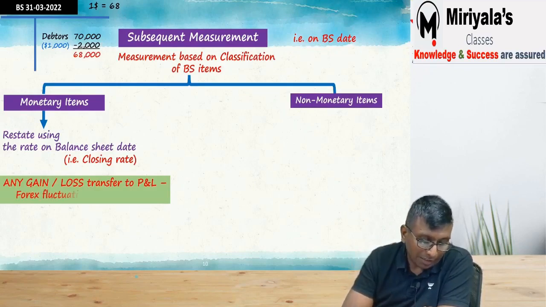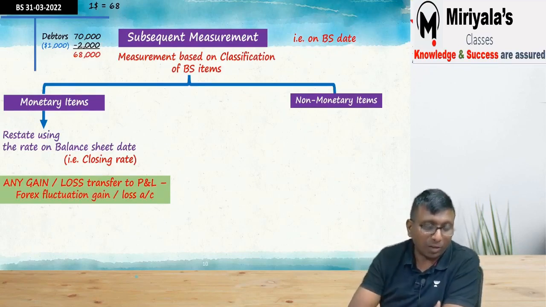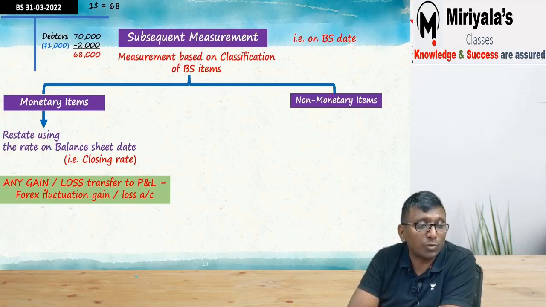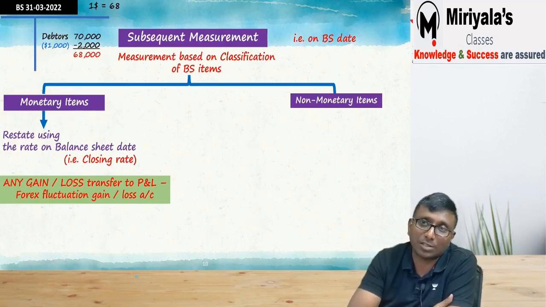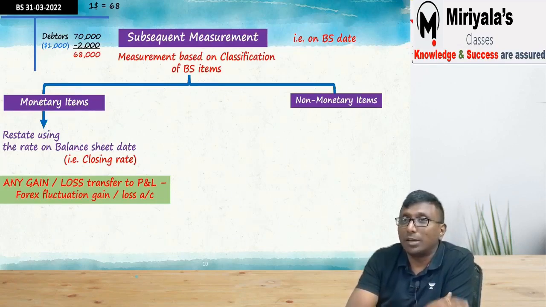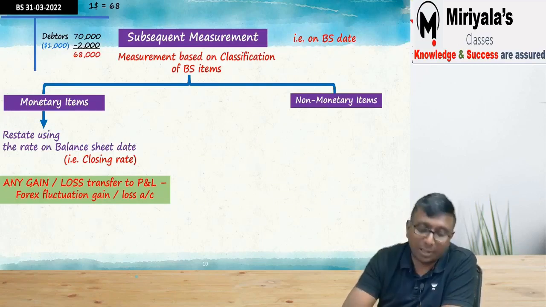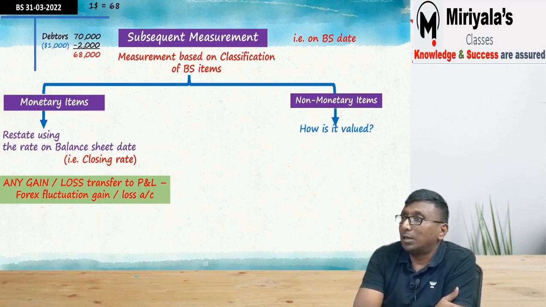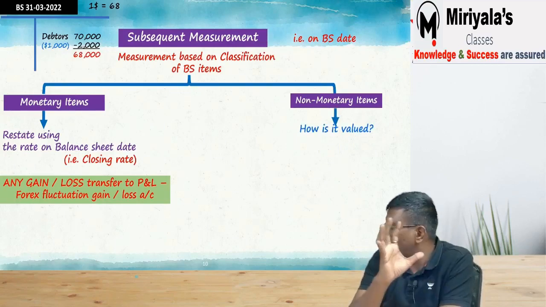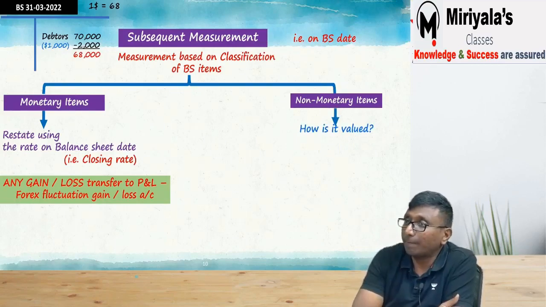Correct? Any gain or loss should go to profit and loss, that is the foreign exchange fluctuation gain or loss account. Ultimately it will be transferred to profit and loss, but not to sales, not to COGS, not to purchases, not to fixed assets. It has to go to the profit and loss statement only. Are you getting my point? Right. So first, noted so far? Write it. If not noted, note it.